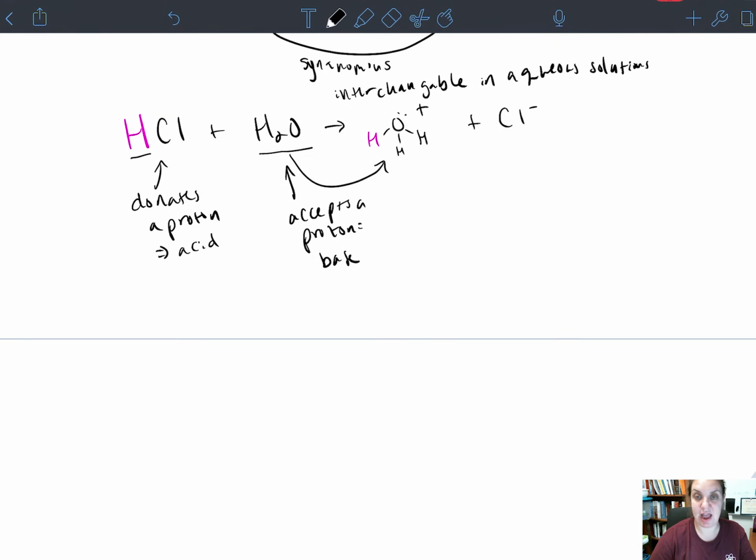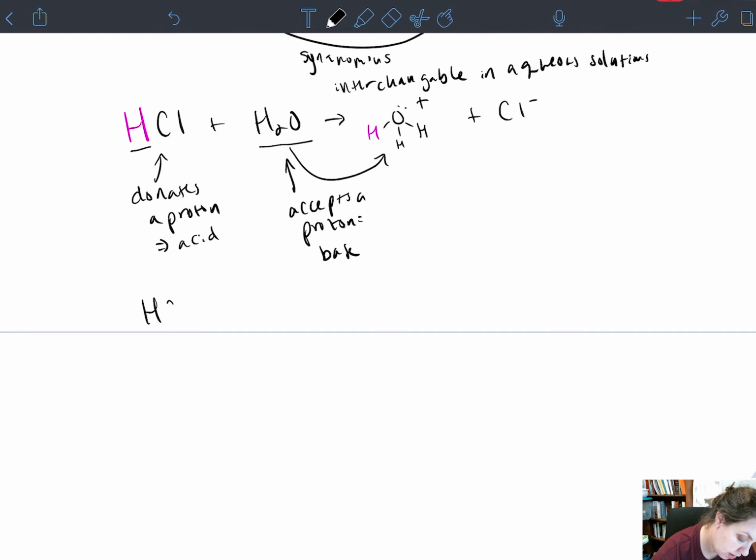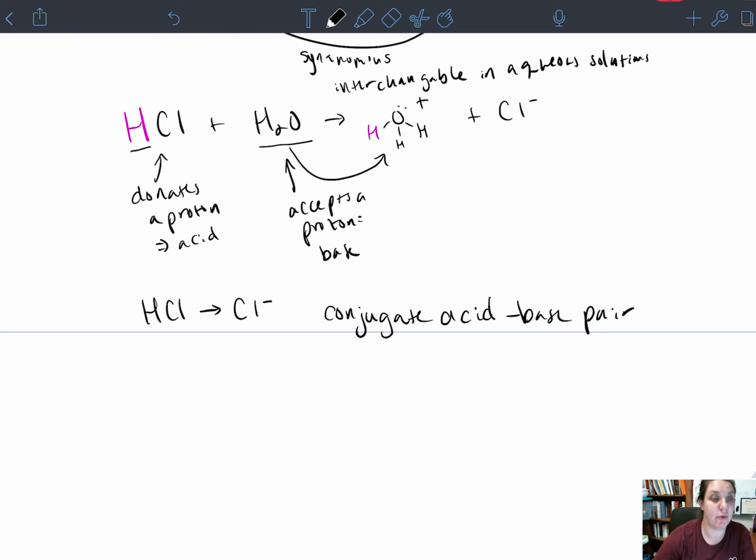And when we have an acid that loses a proton, to produce a substance that has one fewer proton, this is called a conjugate acid-base pair. So a conjugate acid-base pair is going to be a set of two substances whose chemical formula differ by the presence of a proton.